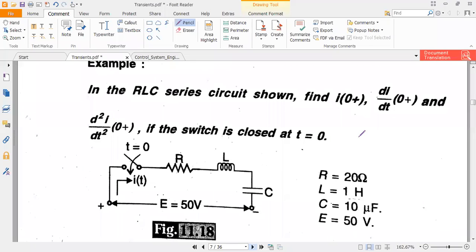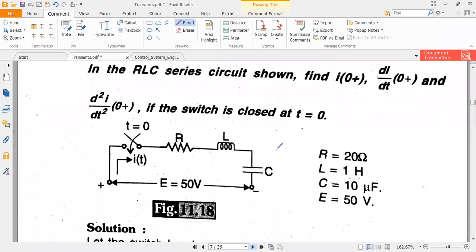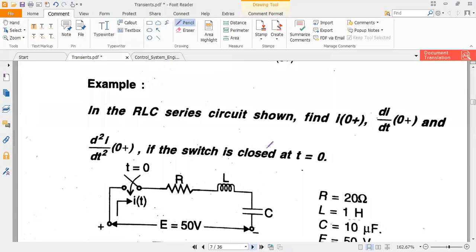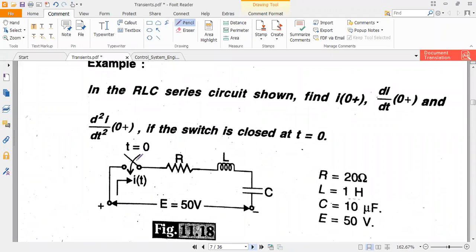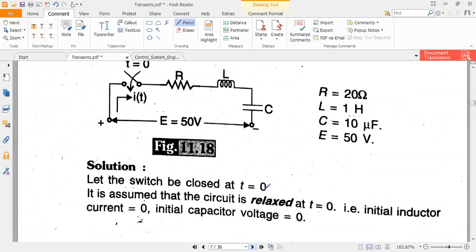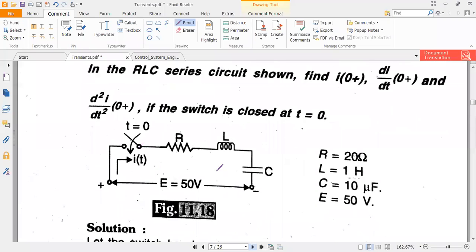Then how to find? Another condition: at what condition we have to find? At t = 0. t = 0 means the switch is closed. In the case of initial conditions, we have assumed that initially the circuit is in the relaxed condition. The relaxed condition is nothing but just before closing the switch.